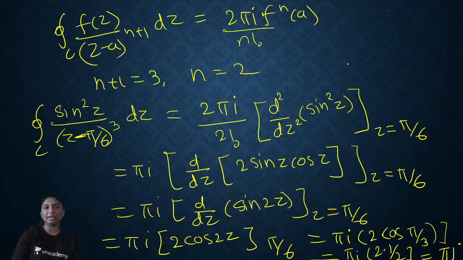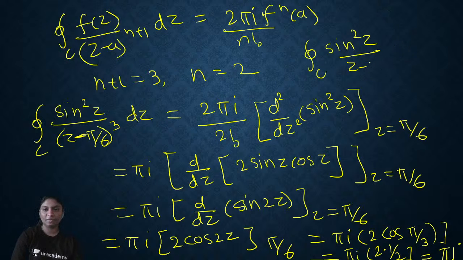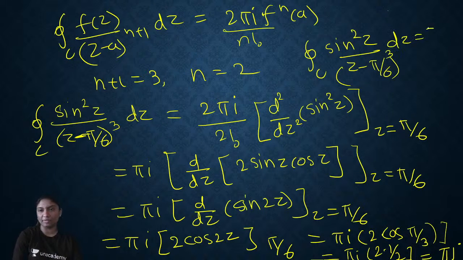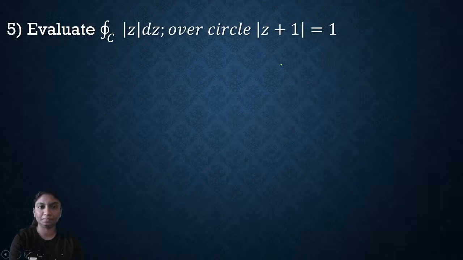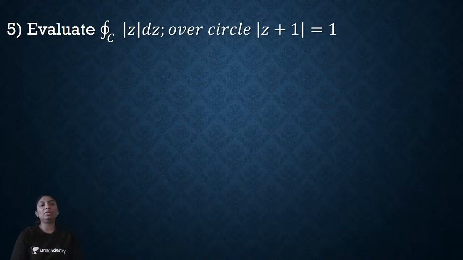So what is the integral? The integral over C of sin square z upon (z minus pi by 6) raised to 3 dz is equal to pi i. Okay. Now I hope you are clear how to apply Cauchy's integral formula here. Now see, evaluate the integral over C of mod z dz over the circle mod of z plus 1 is equal to 1.